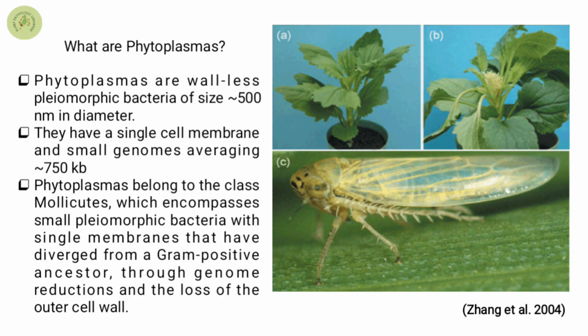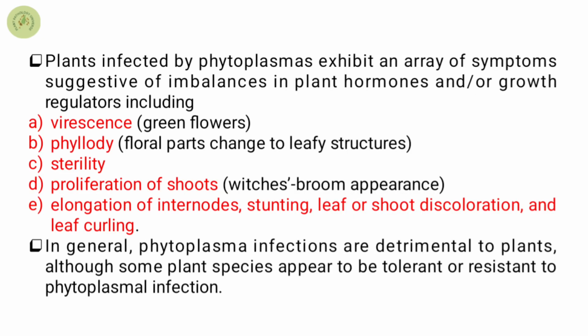Now, phytoplasmas require a vector by which they can transmit from a diseased plant to a healthy plant. The most common vector for most phytoplasmas is the leaf hopper. Now let's discuss the different symptoms caused by phytoplasmas.